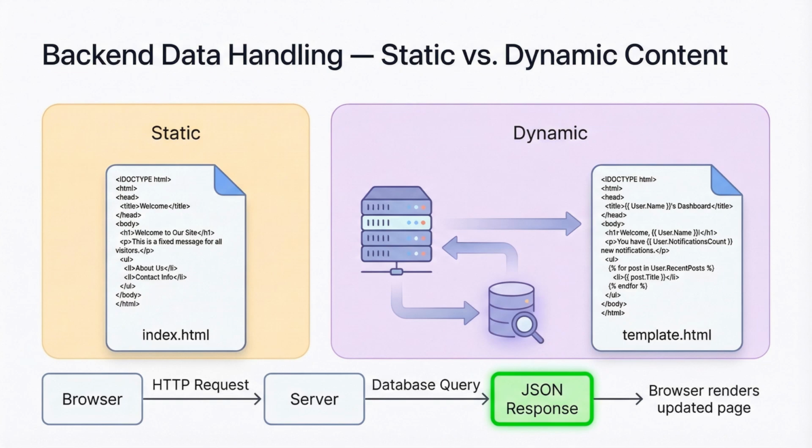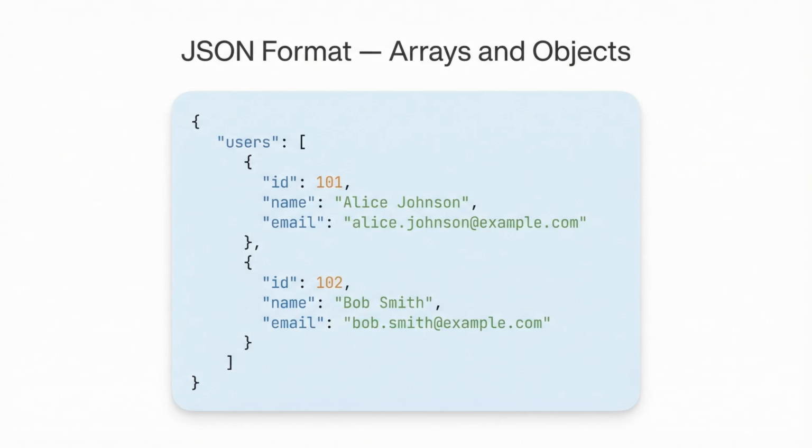The browser sends an HTTP request to the server. The server processes that request, often querying a database for relevant data. The data comes back, typically formatted as JSON, and the browser uses that to render the updated page. JSON, which stands for JavaScript Object Notation, is the universal language of data exchange on the web. It's lightweight, human-readable, and natively understood by JavaScript. JSON is how back-end data is structured and sent to the front end.